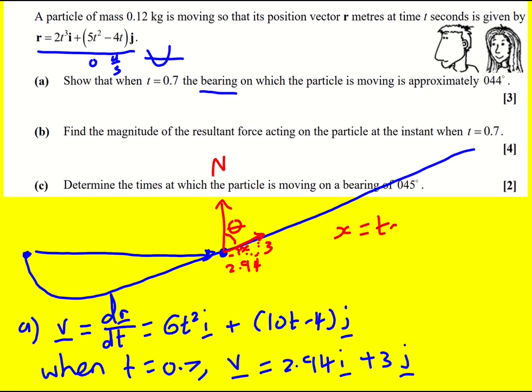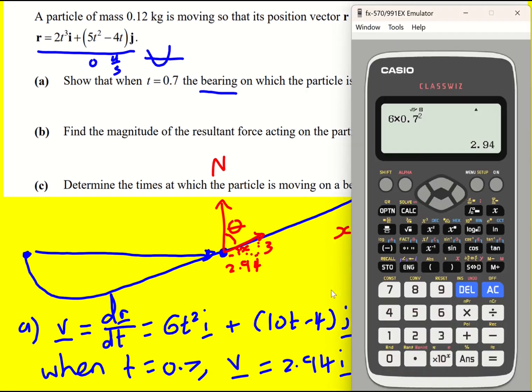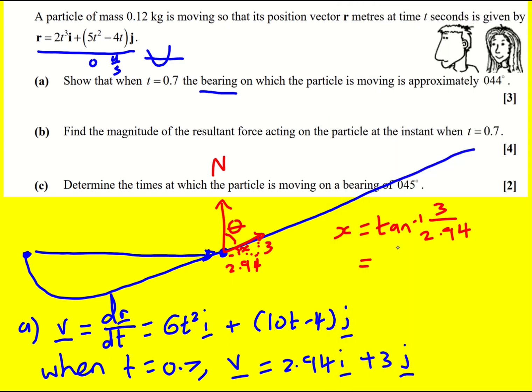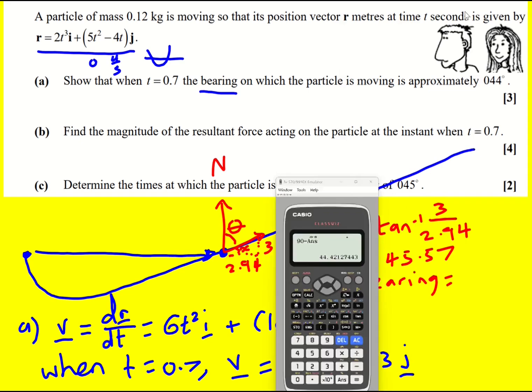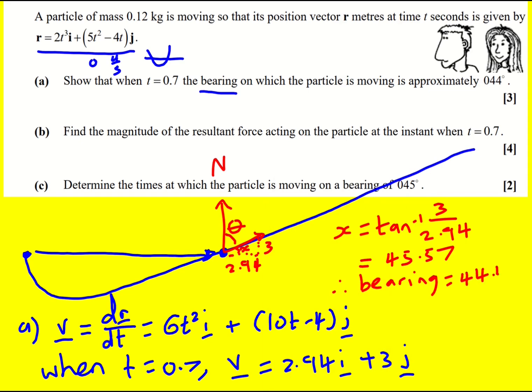So x is going to be inverse tan of 3 over 2.94, which is 45.57. 90 minus that is 44.42, which is approximately 44. Remember, three figures, and we're just rounding it to the nearest whole number.